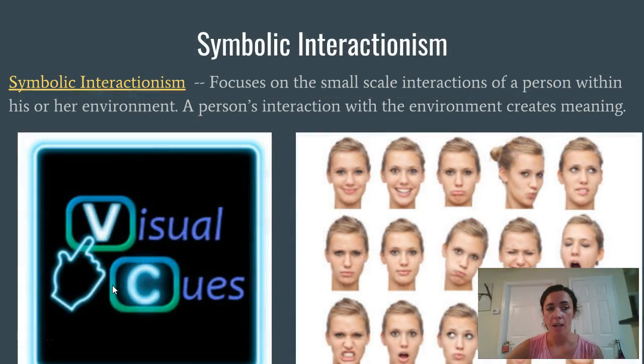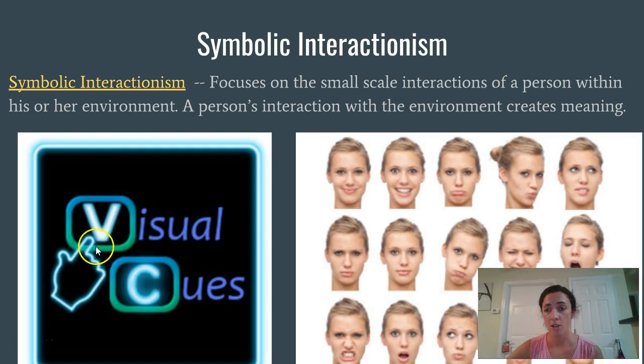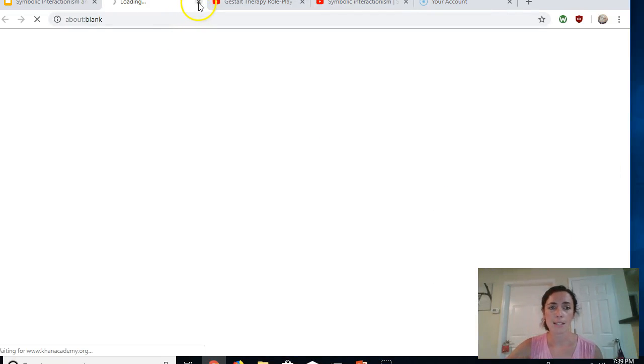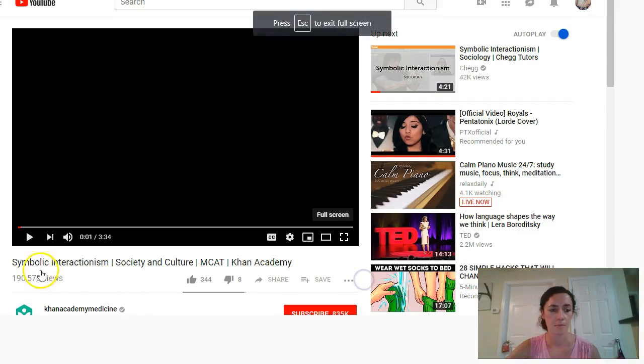A few weeks ago in Dr. Park's class, we talked about symbolic interactionism. Symbolic interactionism focuses on the small-scale interactions of a person within his or her environment, and the person's interaction with that environment creates meaning. Some visual cues like facial expressions can help us understand symbolic interactionism. Before we go too much further, let's take a look at this video on symbolic interactionism.